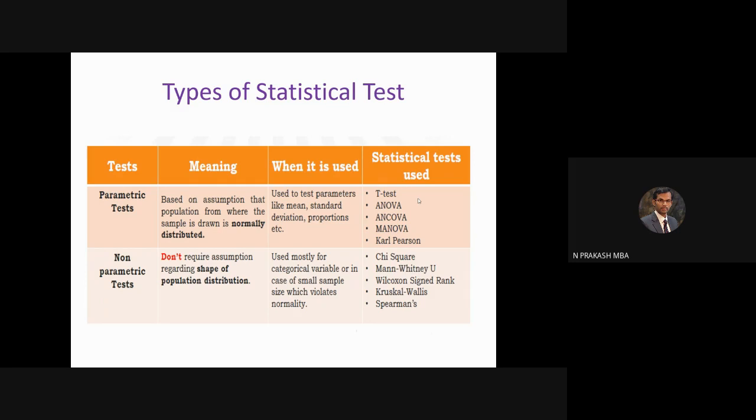But in some cases the collected scale data will not fit into the normal distribution. For that also we have a few statistical tests like chi-square, Mann-Whitney U test, Wilcoxon signed rank test, Spearman correlation test. These are some additional statistical tests we can perform if our collected data does not conform to normality.